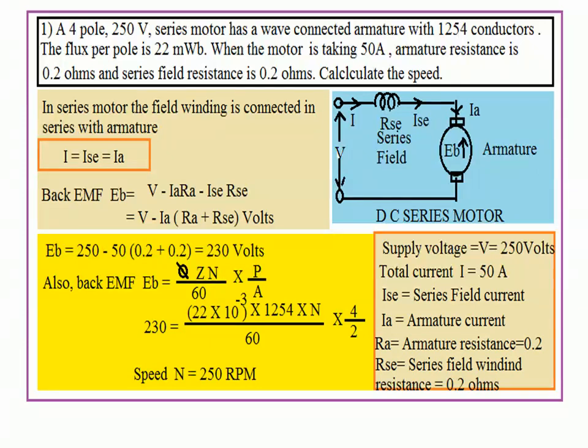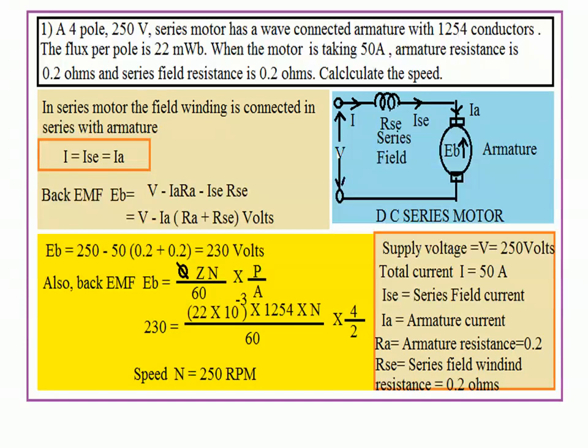Hence, back EMF equals V minus IA RA minus ISC RSC. Because ISC equals IA, it can be written as back EMF equals V minus IA (RA plus RSC) volts. Hence, you write down the data given. Supply voltage is 250 volts, armature resistance 0.2 ohms, series field resistance 0.2 ohms. You substitute, and we get the back EMF as 230 volts.